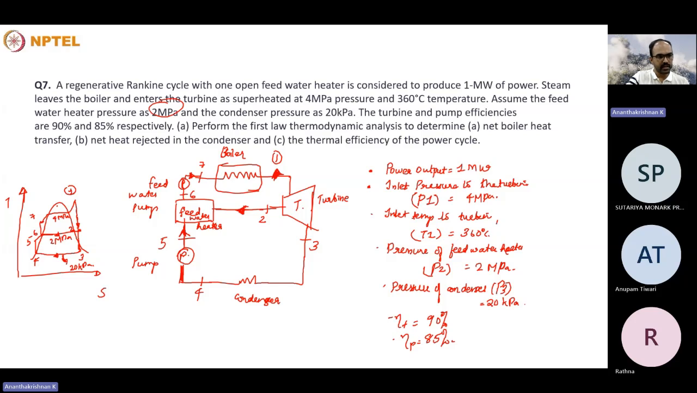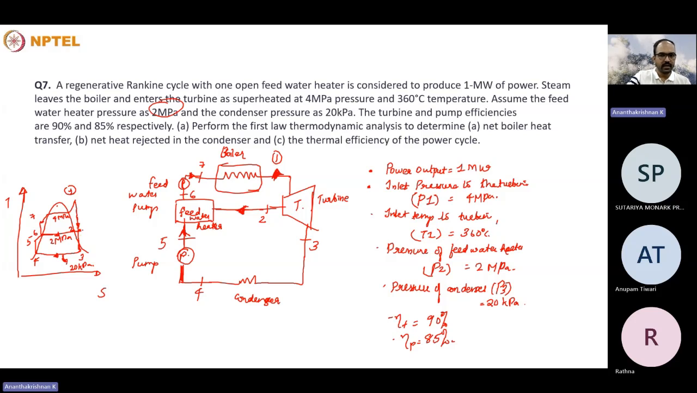We should actually determine the... so in this particular case, we can take the entropy at point one to be the same as at point two, and the pressure at point one and two to be different, right? In this case, the second point pressure is given as 2 megapascal, so corresponding to 2 megapascal and the entropy at point one, we can get a new enthalpy.